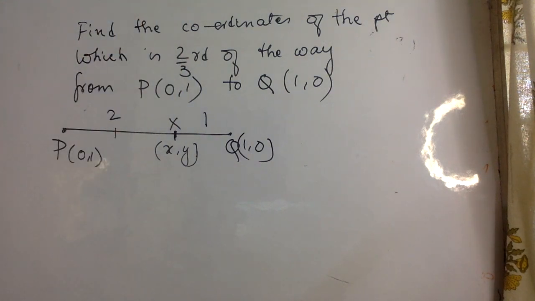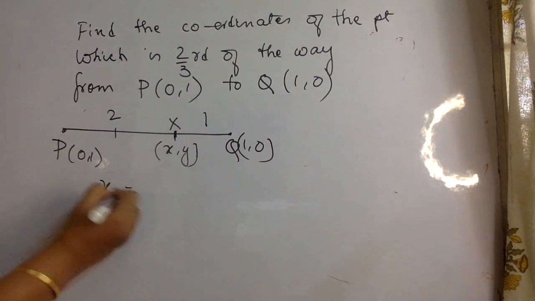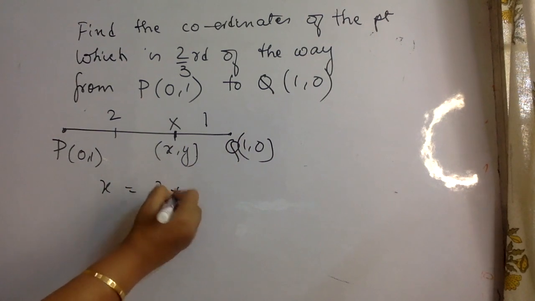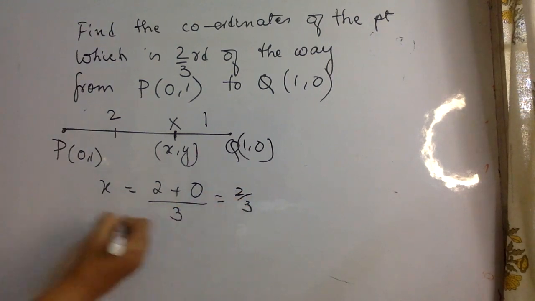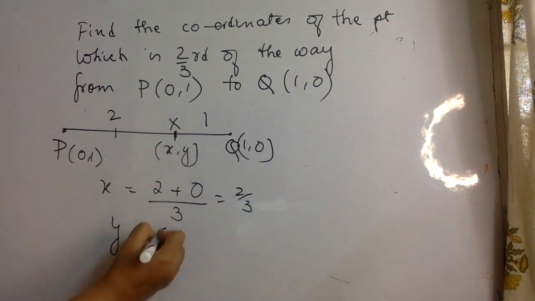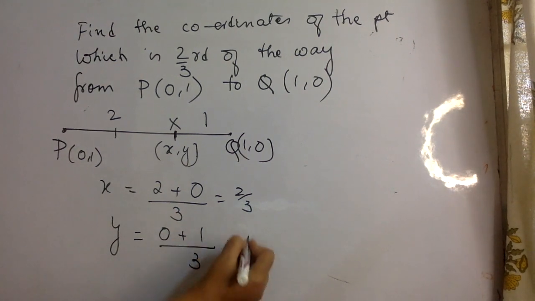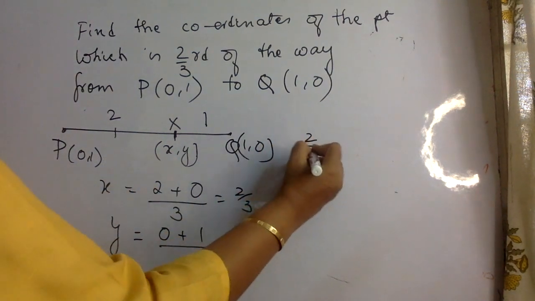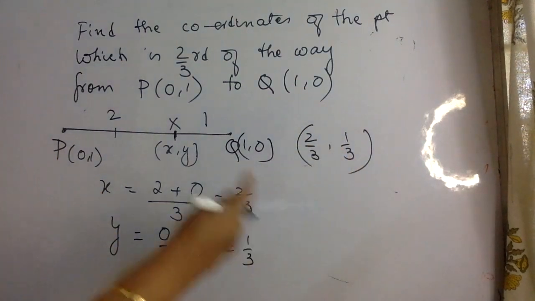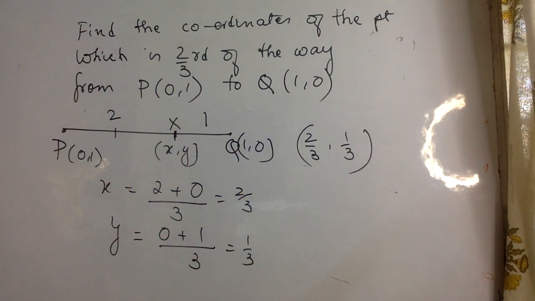Now this is a simple question on section formula. So basically they are testing your concept in this question. x is 2 into 1, 2, plus 1 into 0, 0, by 3, which is 2 by 3. y is 2 into 0, 0, plus 1 into 1, by 3, which is 1 by 3. So the point here is 2 by 3 comma 1 by 3. Remember, there's nothing to panic. If you see a fractional coordinate, you can even get a fractional coordinate. There's nothing wrong in it. You can always get a fractional coordinate as your answer.